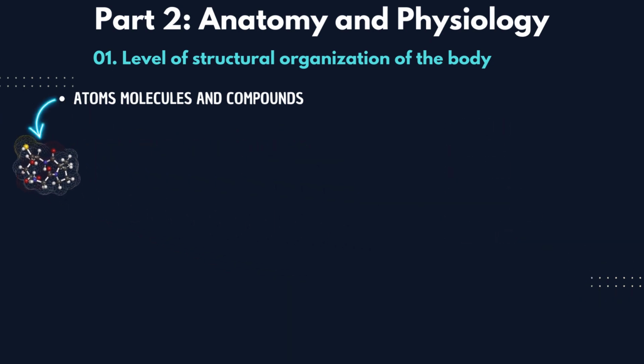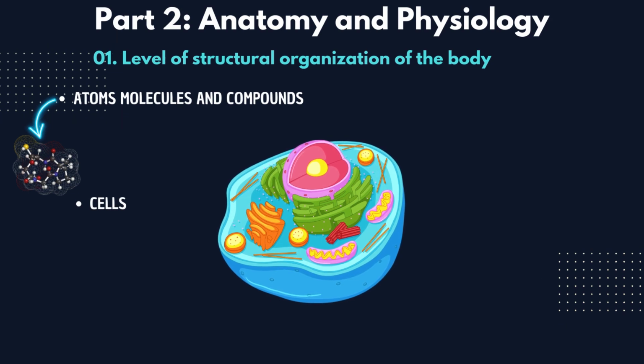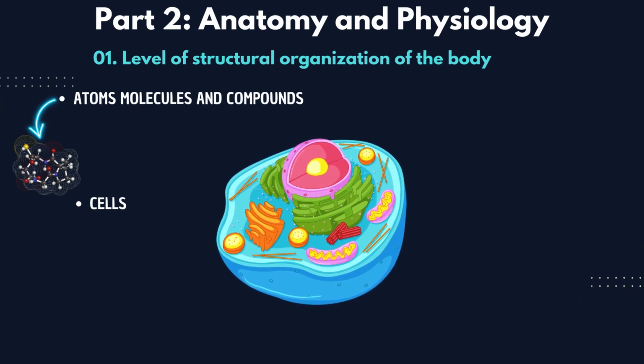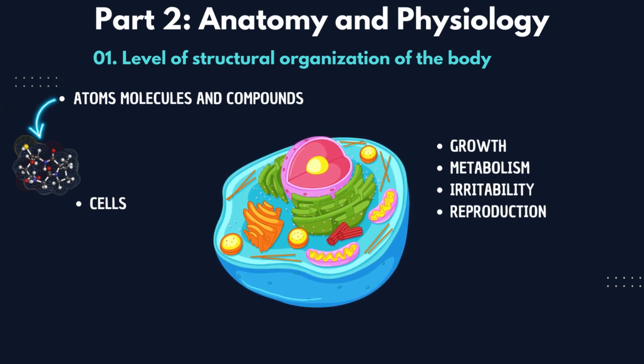Second structural level of organization is cell. The smallest independent units of life. All life depends on the many chemical activities of cells. Some of the basic functions of cell are growth, metabolism, irritability, and reproduction.